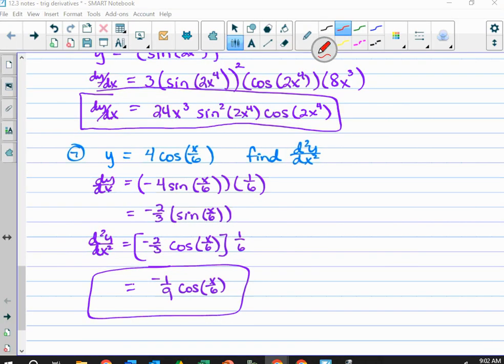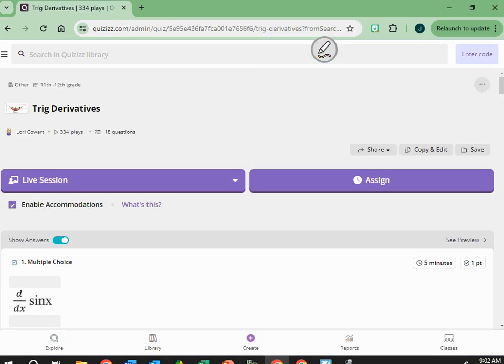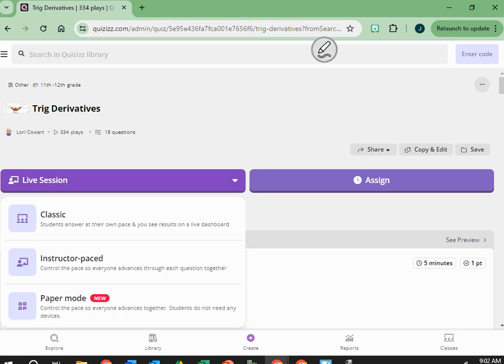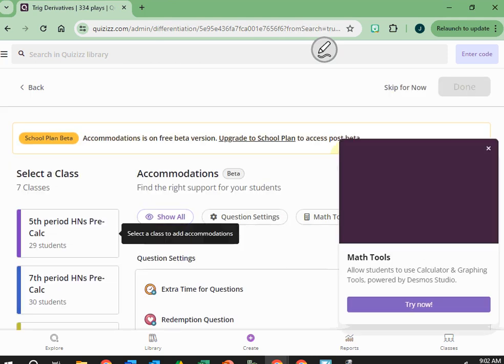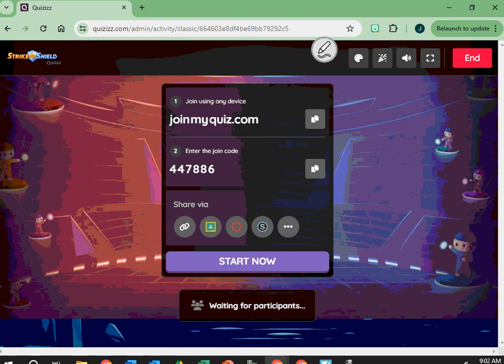Okay. Let's do trig derivatives quizzes. I think this is the one I want to give you. Do you want to climb a mountain or strike and shield? Strike and shield it is. Some of these you'll need scratch paper or whiteboard, but some of them are just basic. What's the derivative of cosine? What's the derivative of tangent? Okay, so just have your notes out while you guys are doing these.